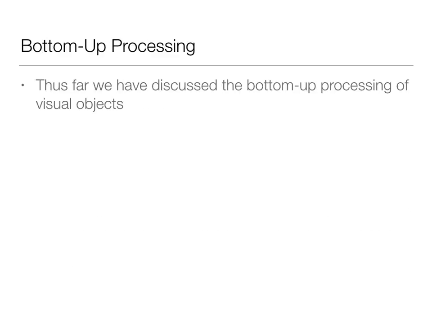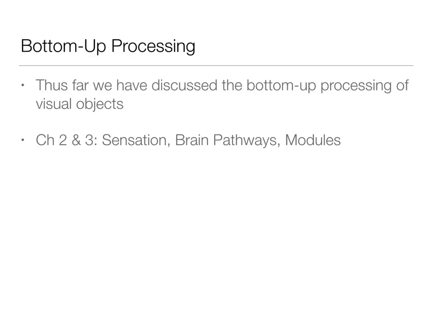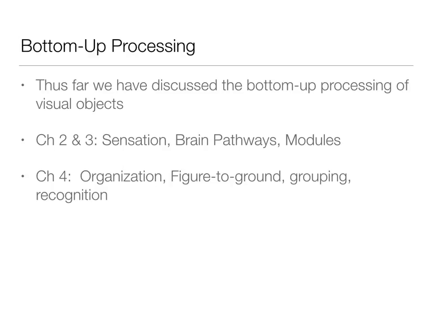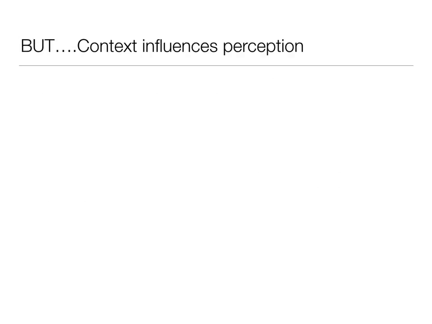Okay, so thus far we really talked a lot about bottom-up processing of visual objects. We did this in chapters 2 and 3 in terms of the sensation, the brain pathways, the modules. So again, going from the light itself all the way through the brain. That's bottom-up, where we're going from sensation up to the brain. We've also done that today in chapter 4, looking at the organization, figure to ground, the grouping and the recognition. But it's important to remember that the context influences perception as well, okay?